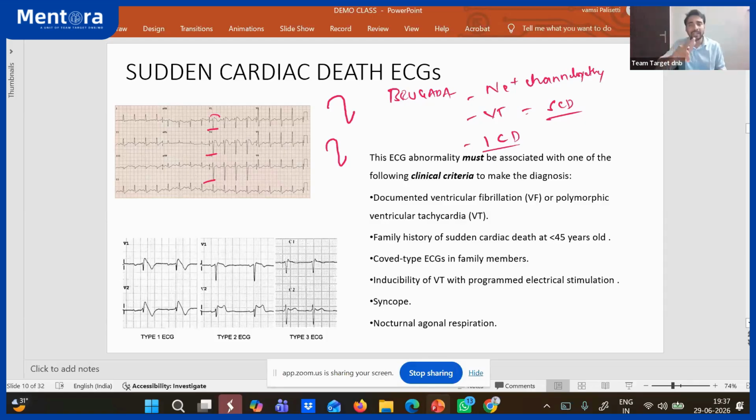Suddenly, if you see in the casualty, the patient took an ECG and the ECG is showing this Brugada pattern, then to diagnose it as Brugada syndrome, the patient should have at least one of these things. The patient should have documented VF or VT, or a family history of sudden cardiac death, or coved type ECG in family members also, or when you do an electrophysiology study, the patient should get VT, or the patient has nocturnal agonal respiration. If any of these are there along with coved ST elevation with T inversion, then you can call it Brugada syndrome.